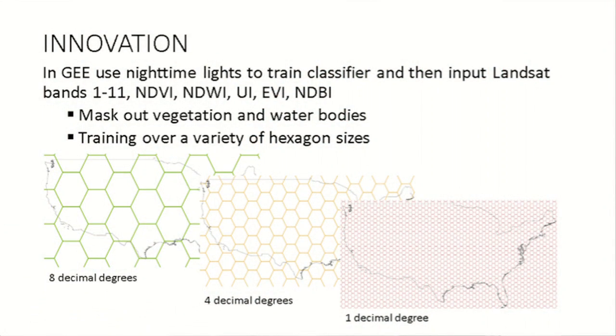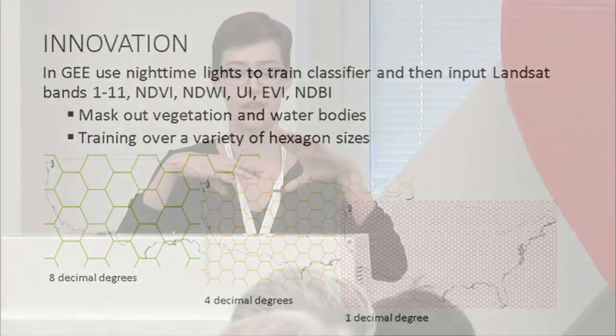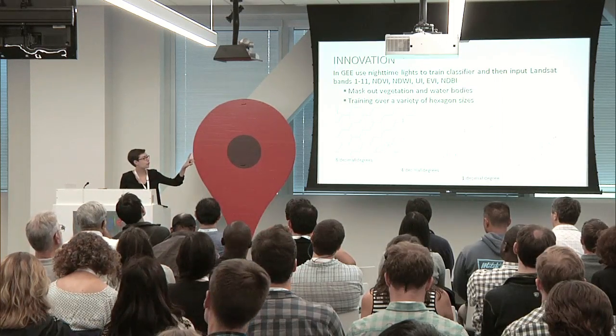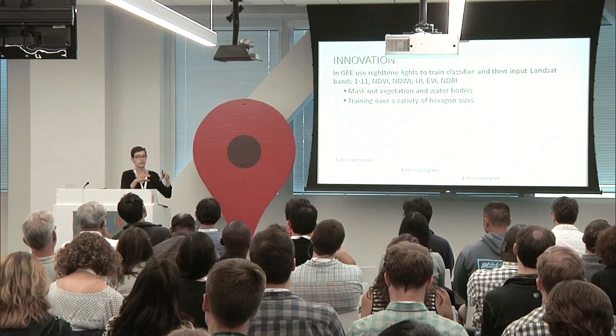We also mask out vegetation and water bodies before they go into the classifier, and then we're running our classifier over a variety of scales. And we're using hexagons because they match up nicely over a circular surface like our globe. And so we're testing the local variation with the hexagons. Something that's more similar on a small level will have higher accuracy there, whereas maybe a whole desert would have a lot of similarity across that larger hexagon.